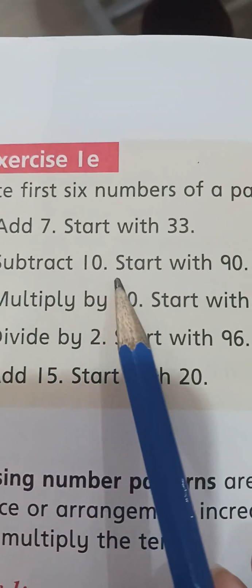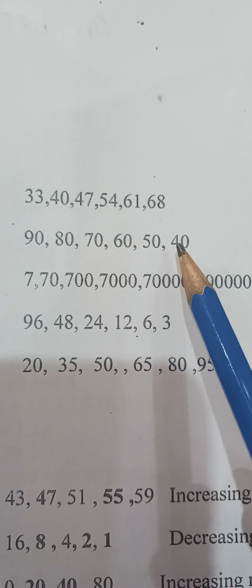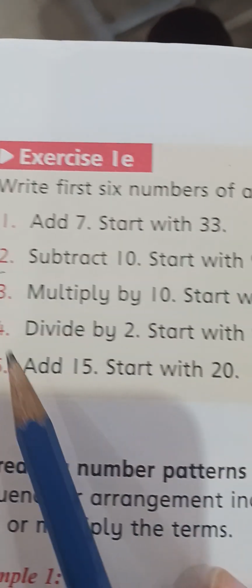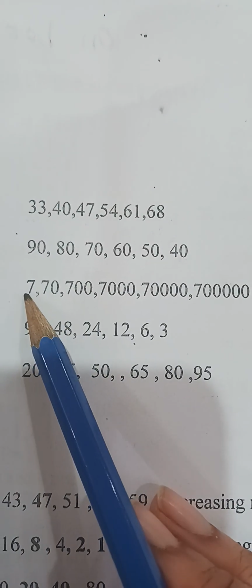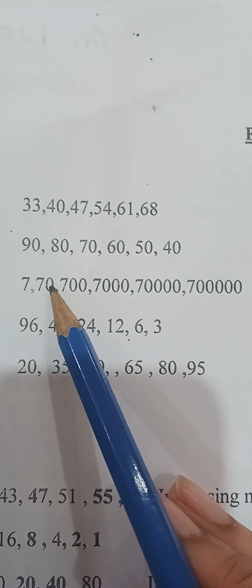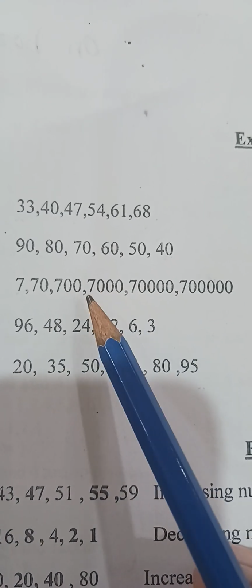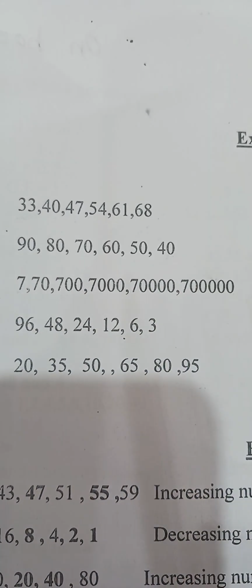Question 2 is subtract 10, start with 90. We will start with 90 and keep subtracting 10 from each value until we get the 6 values. Okay. Question 3 is multiply by 10 and start with 7. So we start with 7. So 7 tens are 70. 70 tens are 700. 700 tens are 7000. So we will keep multiplying the values with 10 until we get the 6 values.